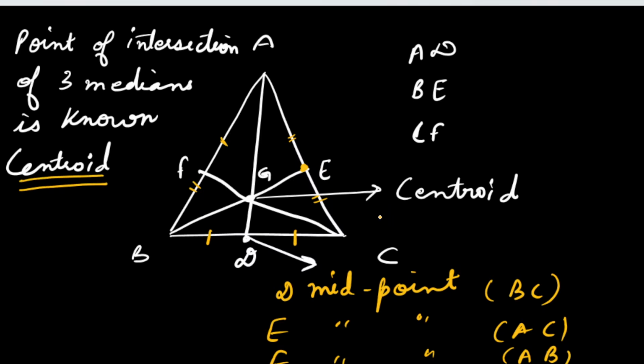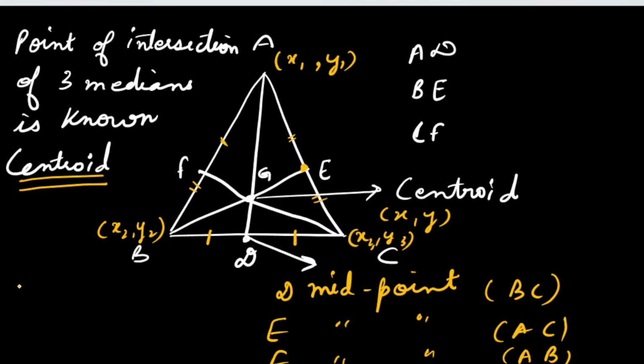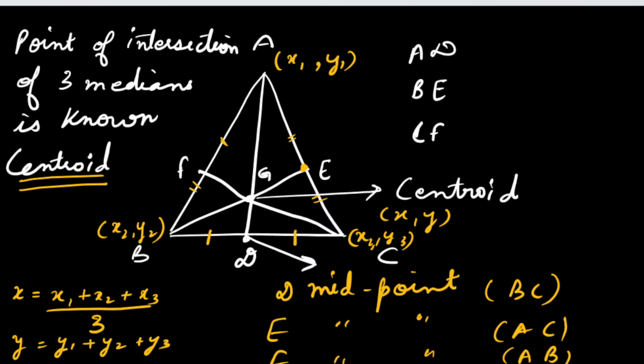Now for the centroid also we have the coordinates x, y. So suppose the coordinates of point A are x1, y1, coordinates of point B are x2, y2, and coordinates of point C are x3, y3. We can find the coordinates of the centroid of a triangle by using the formula x is equal to x1 plus x2 plus x3 by 3, y is equal to y1 plus y2 plus y3 by 3. So these are the coordinates of the centroid of the triangle.